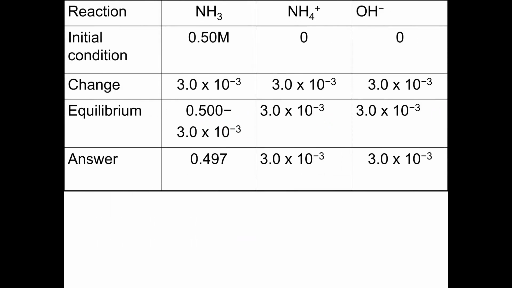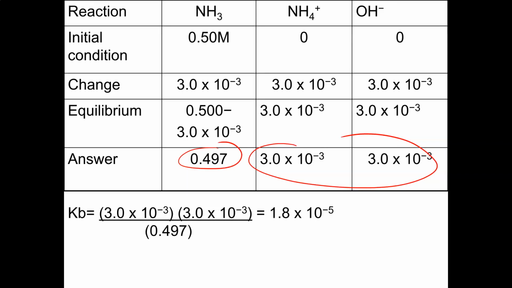So when I do my chart with all these numbers plugged in and checked correctly, notice these two are equal to each other as we expected because we had the pOH. And here's the equilibrium concentration of this. So now we can solve for K. Type 1 question, right? So you get 1.8 times 10 to negative 5. And that's it. That's all you got to do.